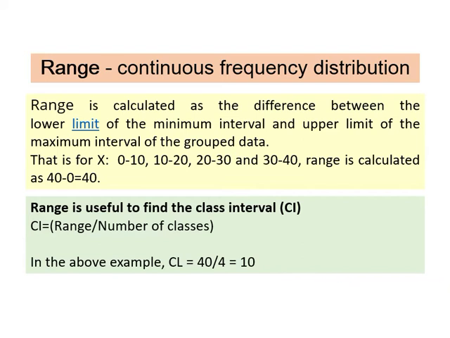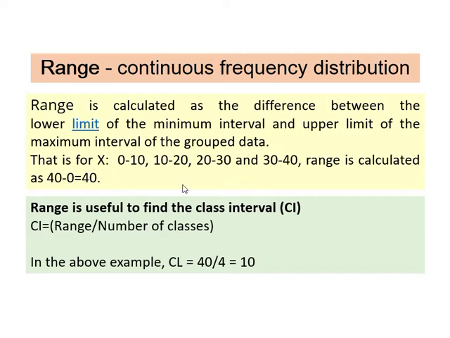So here you have 4 classes: 1, 2, 3, 4. This is the minimum interval, and its lower limit is 0, and this is the maximum interval. What is its upper limit? 40. So range is calculated as 40 minus 0, equal to 40. So this is how we find the range for grouped data.